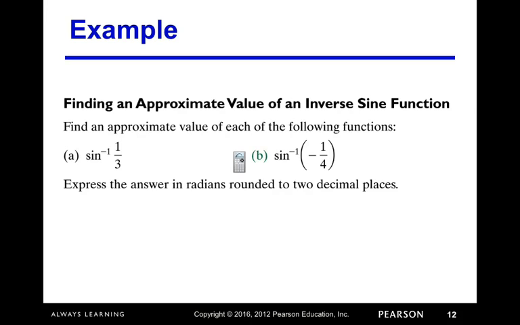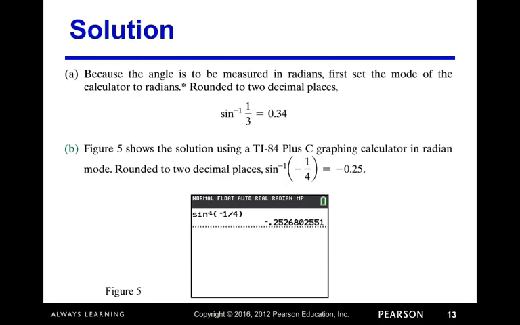For B, second sine, parentheses, negative 1 divided by 4. Since this is exact, if you want to just do negative 0.25, that would be fine. Close your parentheses, enter, and express the answer in radians rounded to 2 decimal places. So be sure you're in radians. That's the key.